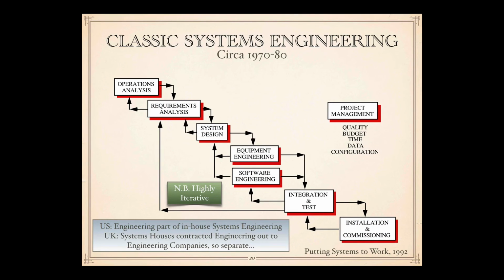Let's look at classic systems engineering as it was back in the 70s and 80s. You can see here, this is somewhat old-fashioned now, but it gives you the general idea of how systems engineering has been done in the past. We start off with operations analysis, then requirements analysis, then system design, which specifies the needs of equipment engineering and software engineering, then integration and test of the equipment and software, and finally installation and commissioning. And you can see from the arrows that there is a lot of iteration and feedback.